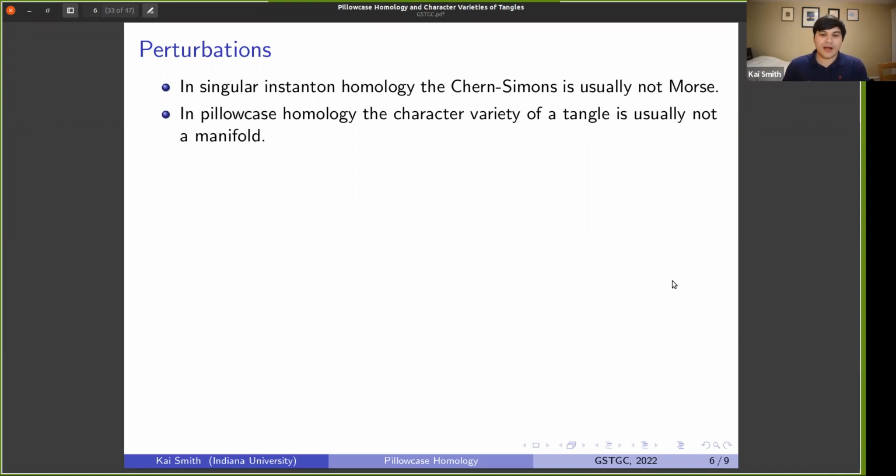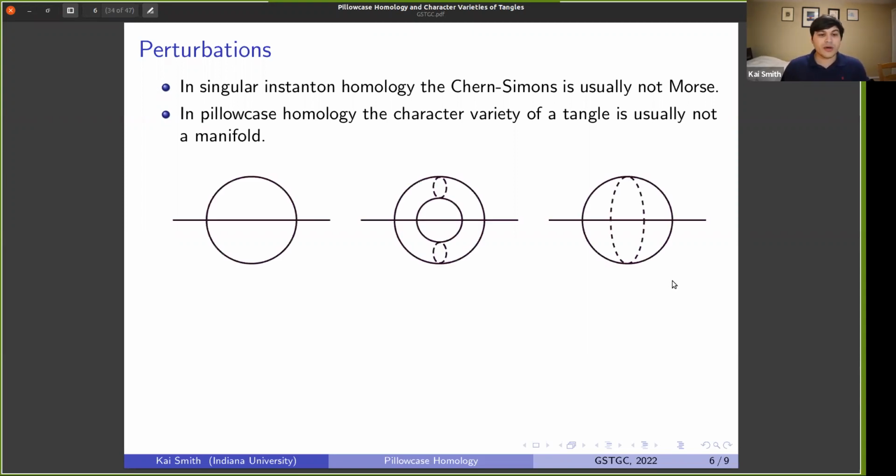We can't take Floer homology unless our function is Morse, and we can't take Lagrangian Floer homology unless we actually have Lagrangians. If they're not manifolds, then they're not going to be Lagrangians. So here are some examples of character varieties. They always have some one-dimensional component, which is this arc in all of these examples, but they might intersect another one-dimensional piece in a way that makes it not a manifold, or they might even have two-dimensional components, like in these two examples.